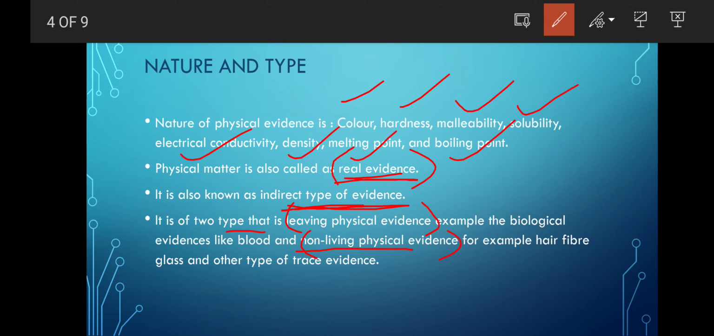When we say living physical evidence, it should be a living thing, like biological evidence, whose source is from a living being, like blood or any bacteria, or other types of living things present over there. Then the non-living things, here we have hair, fiber, glass, which don't have life. They are basically divided into two types.